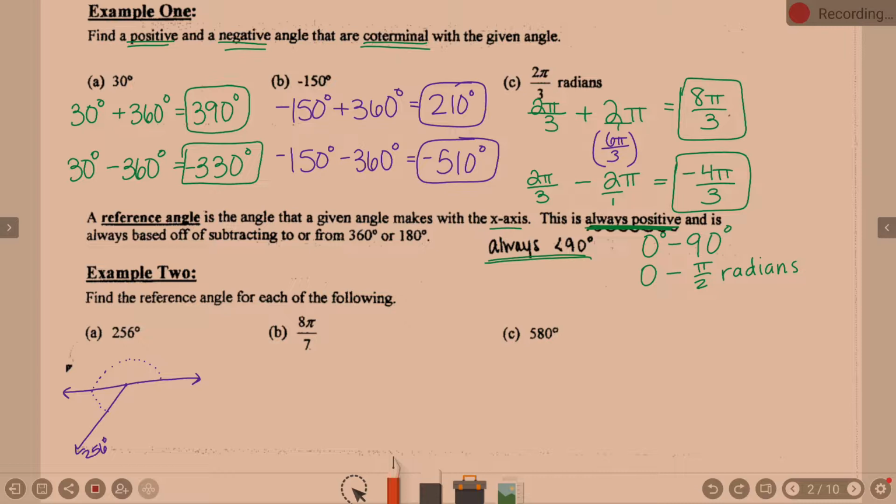So here's my x-axis, yes? Is 256 degrees closer to the 0, 360 side or the 180 side? Yeah, because it's down here in what I would say is quadrant 3, yes? This is closer to the 180 side. So the question becomes, how far is that from the 180? How far is 256 from 180?